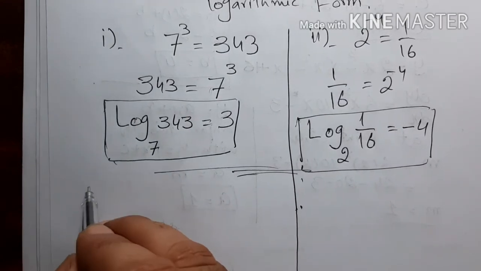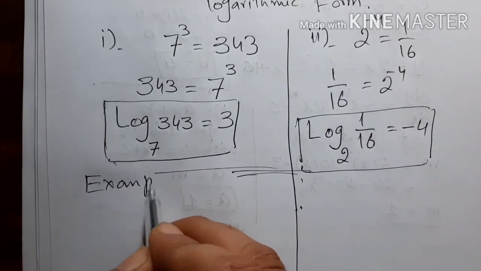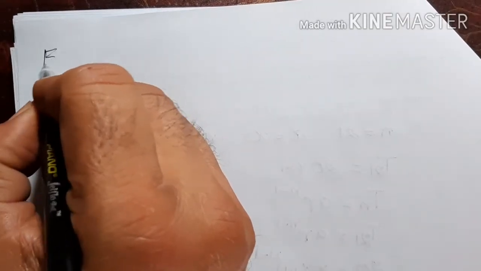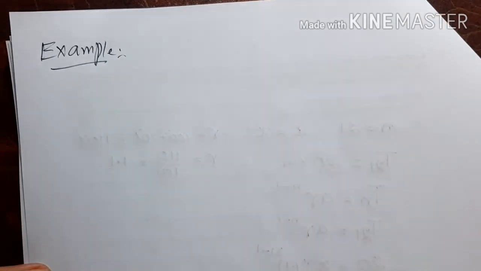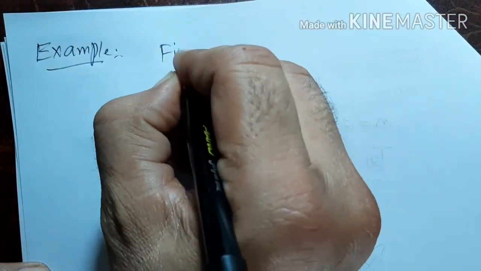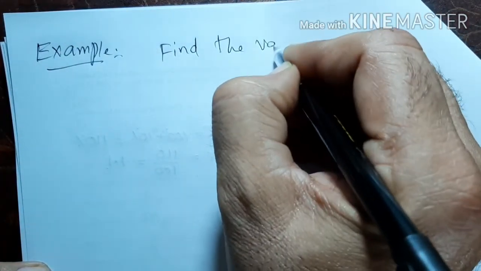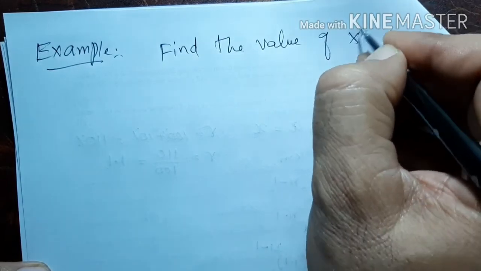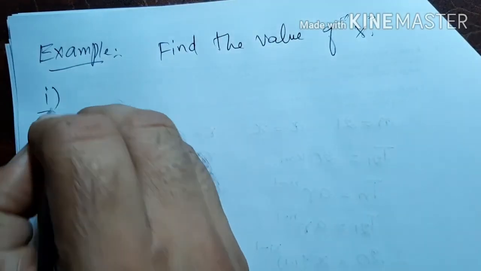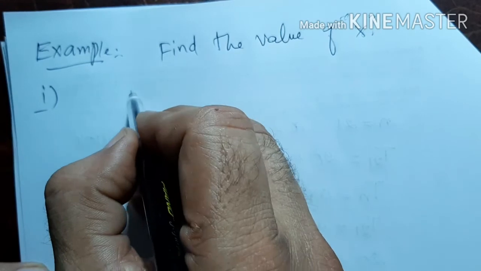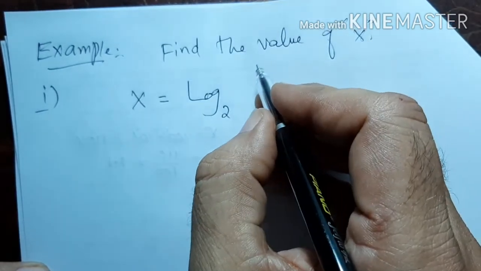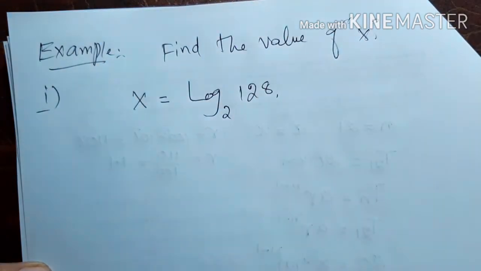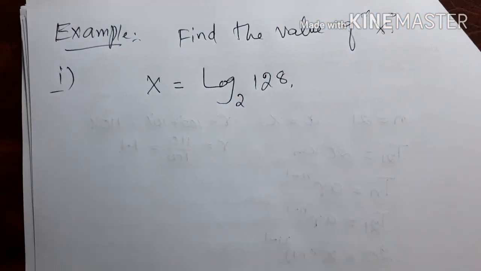There is another example. I should switch the page. The example is: find the value of x. Number one, if x is equal to log base 2 of 128. This is part one. So I need to find the value of x.